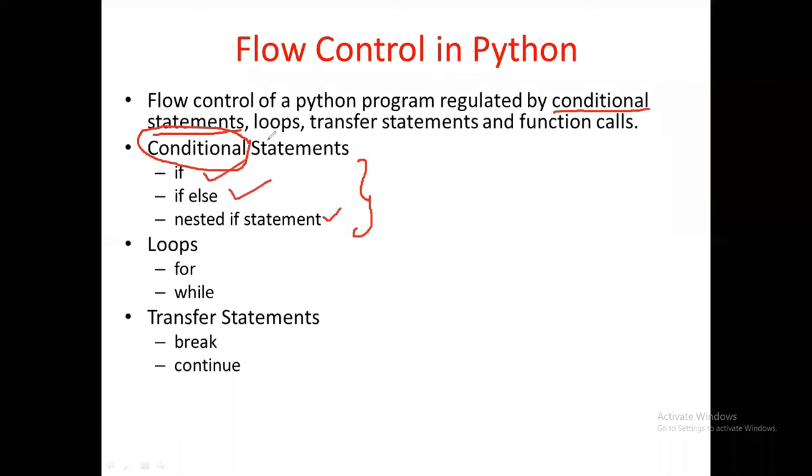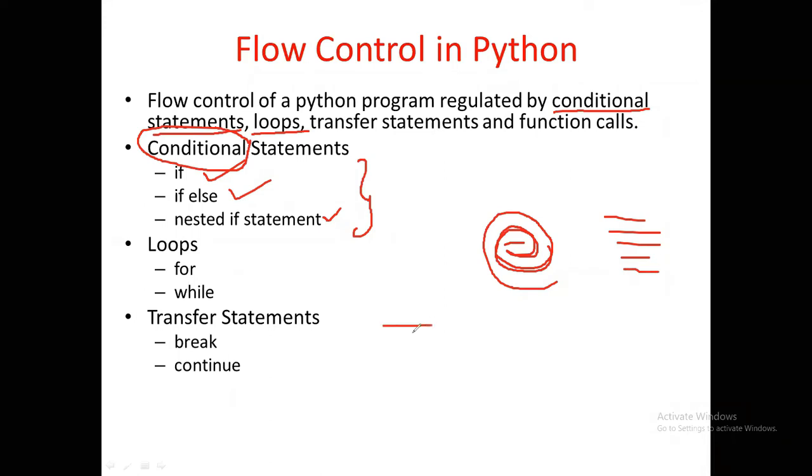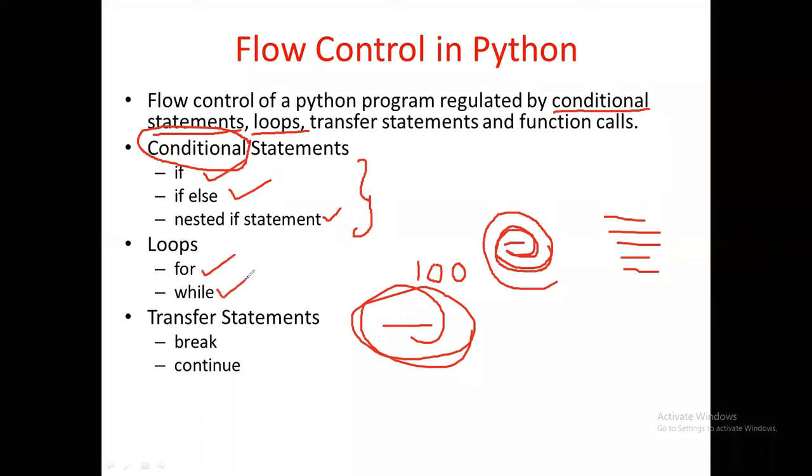Similarly, loops. A loop is executing the same instruction repeatedly. For example, if I want to print hi 100 times, I don't write print 100 times. I write one print statement and execute it 100 times by giving the condition 100. We will discuss this in detail in the next class. In Python we have two types of loops: the for loop and the while loop.